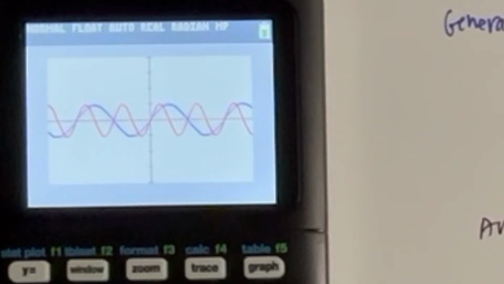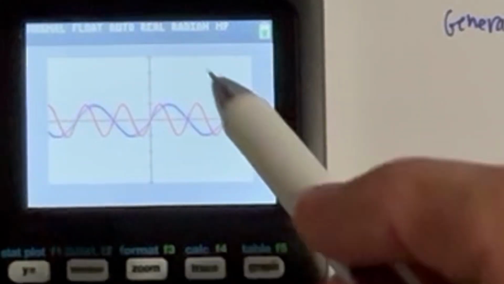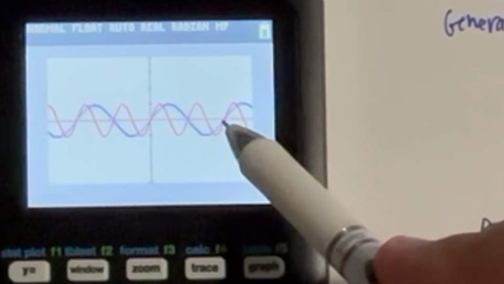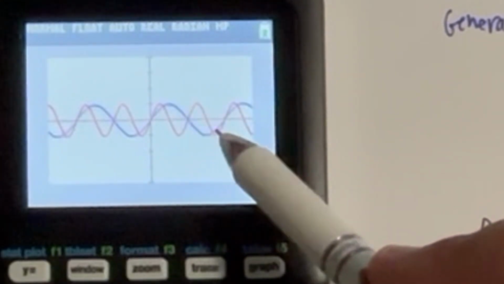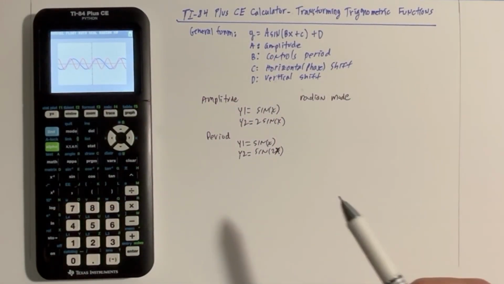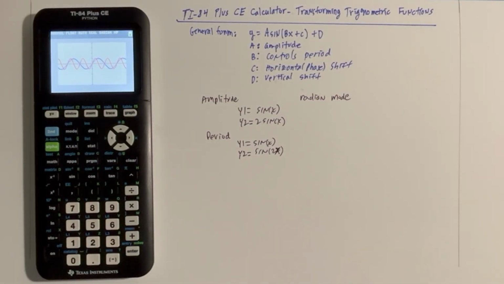This a is just equal to 1, but we did change the period. And so that's the red. We've upped the period twice. So you can see we go through one period here on the blue, but on the red, we've gone through 2 periods in the same amount of time. So we've doubled essentially the frequency of the wave. So that controls the period.